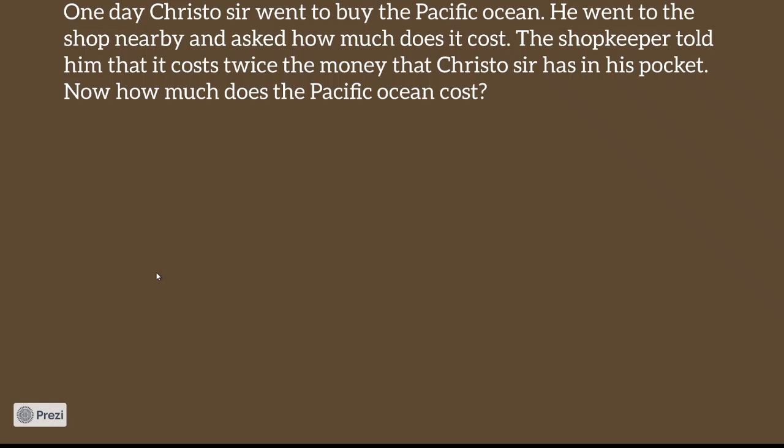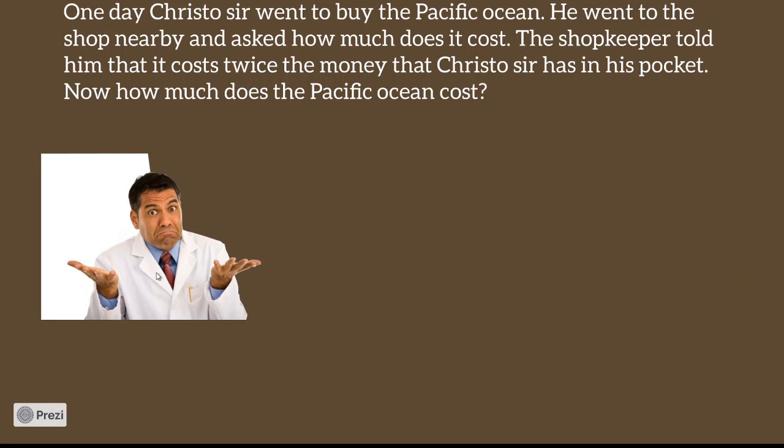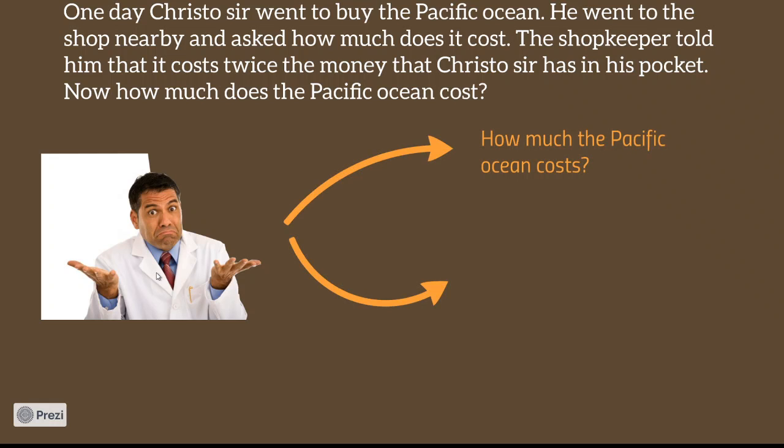Anyways, coming back to the question. Let us see what all I don't knows are there. When I read the question, I see that I do not know two things. One is how much the Pacific Ocean costs. I don't know that. The other is how much money Christopher has in his pocket. That also I don't know. Both these things are not given in the question. So I'll put them as variables because I don't know two different things. I'll call this x and I'll call this y. You can put any variable name, I'm just calling it x and y for now.